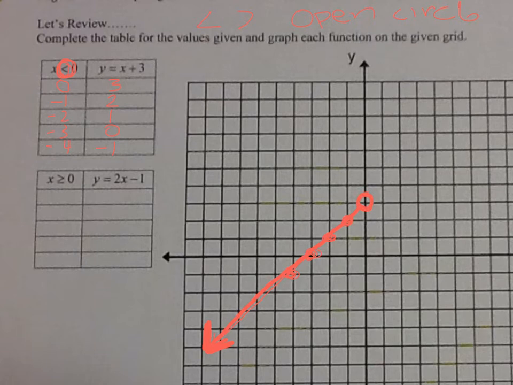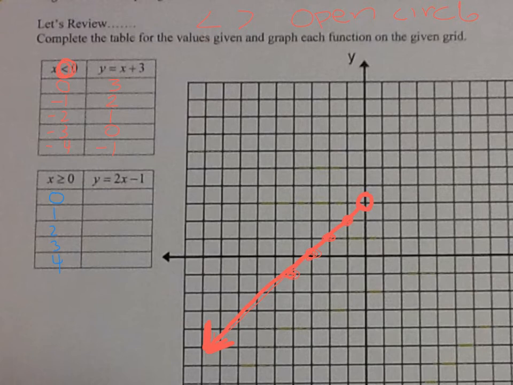Okay, so now we need to go to the bottom part here. All right, so I have here x is greater than or equal to 0. So again, I'm going to start at 0, and now I'm going to be greater than 0. So it'll be 1, 2, 3, and 4. And here is my equation, 2x minus 1. So you can either plug each x in and then evaluate, or you can plug it into your graphing calculator. So if you want to put the video on pause and plug it into your calculator, that's fine.